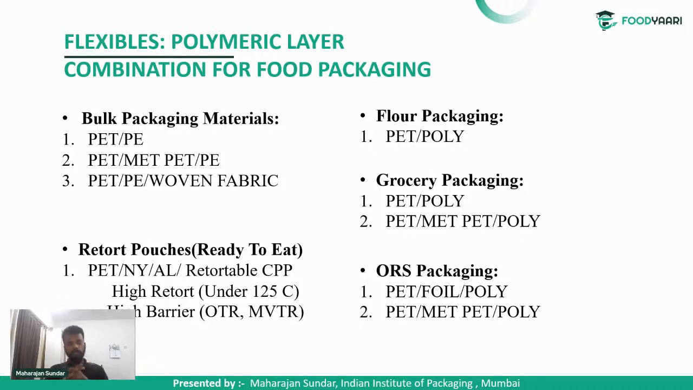Okay, high retort, there are two types available. This pouch gives high retort conditions, that is, under 125 degrees Celsius we can heat the package of ready to cook foods. And it provides a high barrier because of the presence of aluminum foil, which is a metal, which gives a nearly absolute barrier for oxygen transfer and moisture transfer.